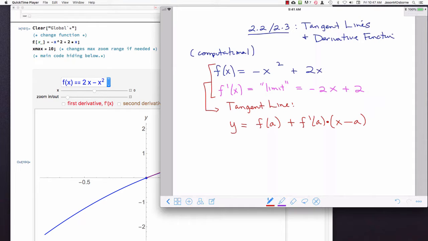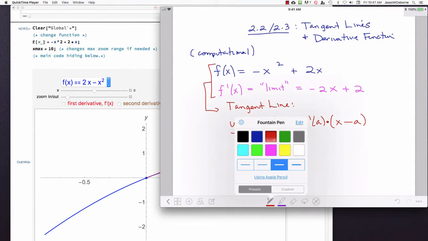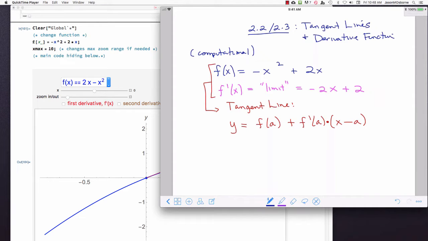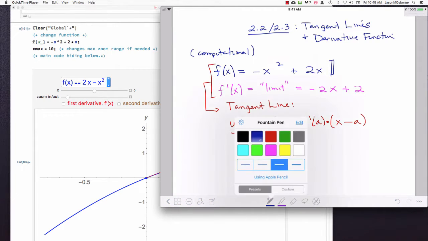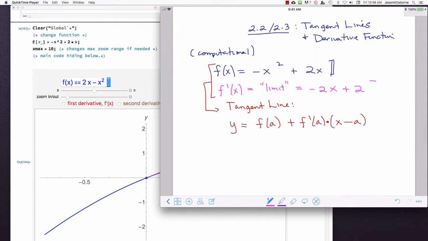In one of the last videos we looked at the computational aspects of computing tangent lines and how they were related to the derivative function. In that video we looked at an example function given by negative x squared plus 2x. And in the last video we went through the process of computing the limit definition of the derivative for the derivative function.